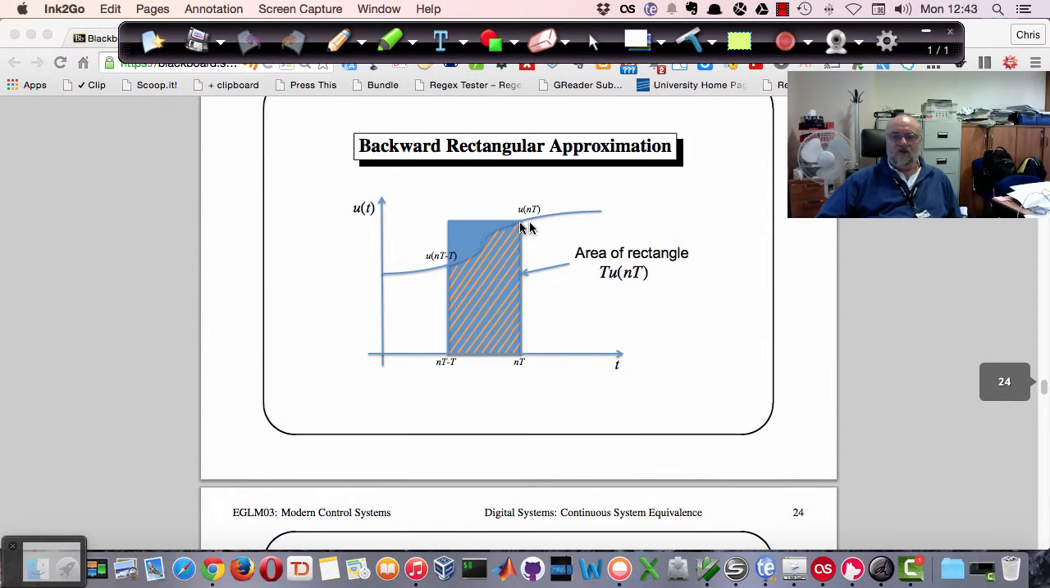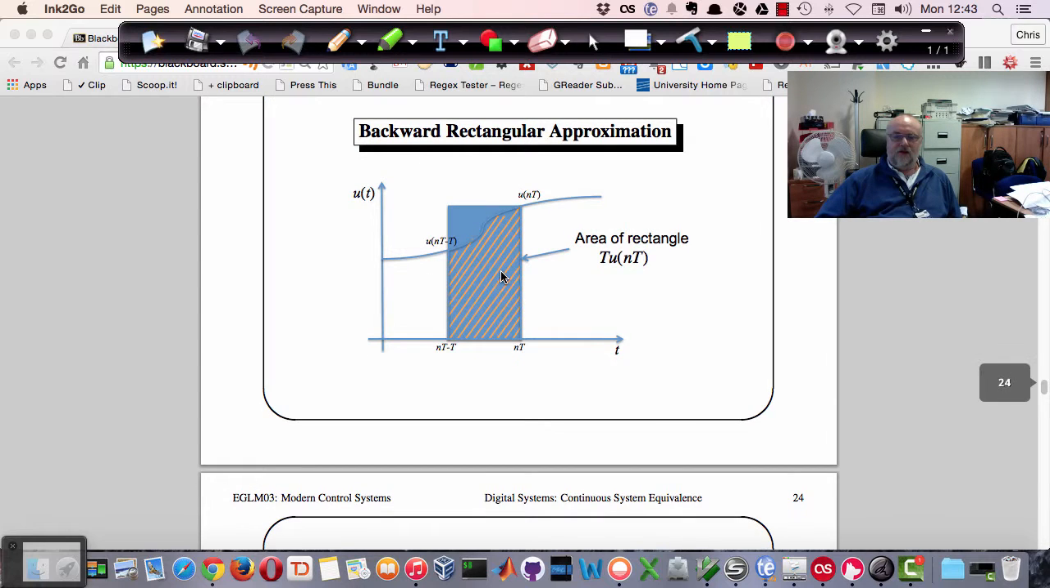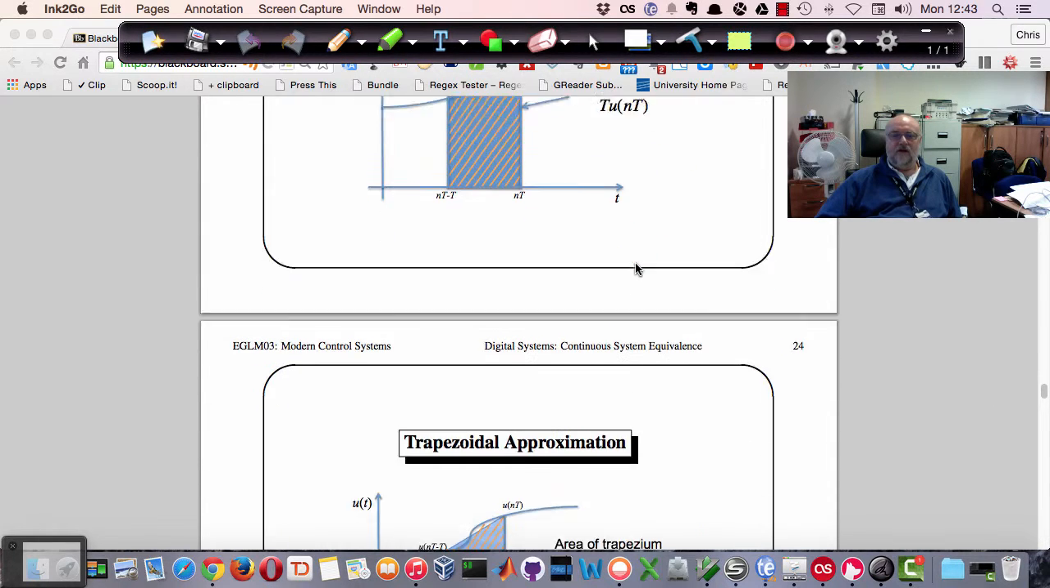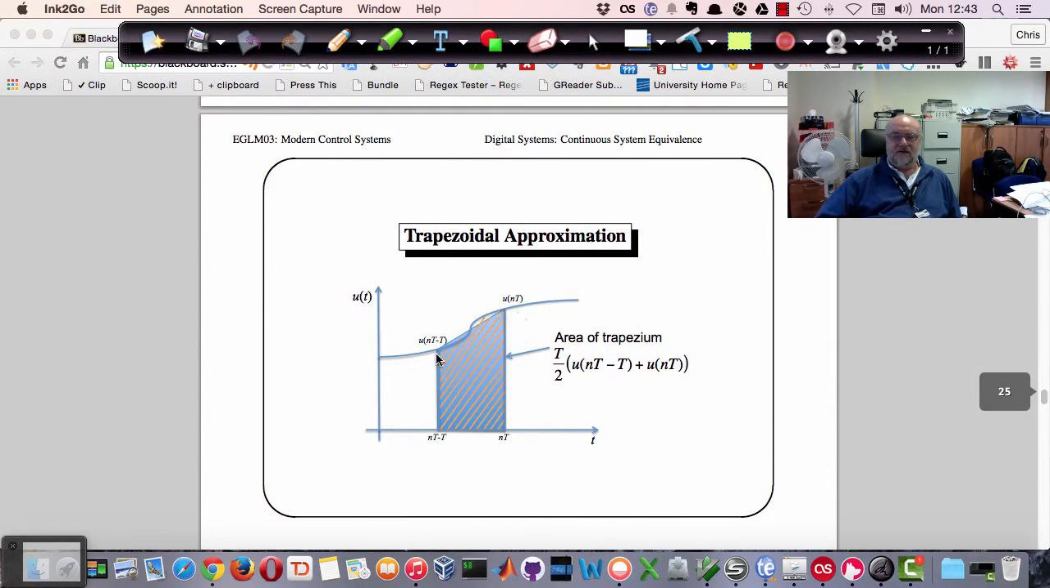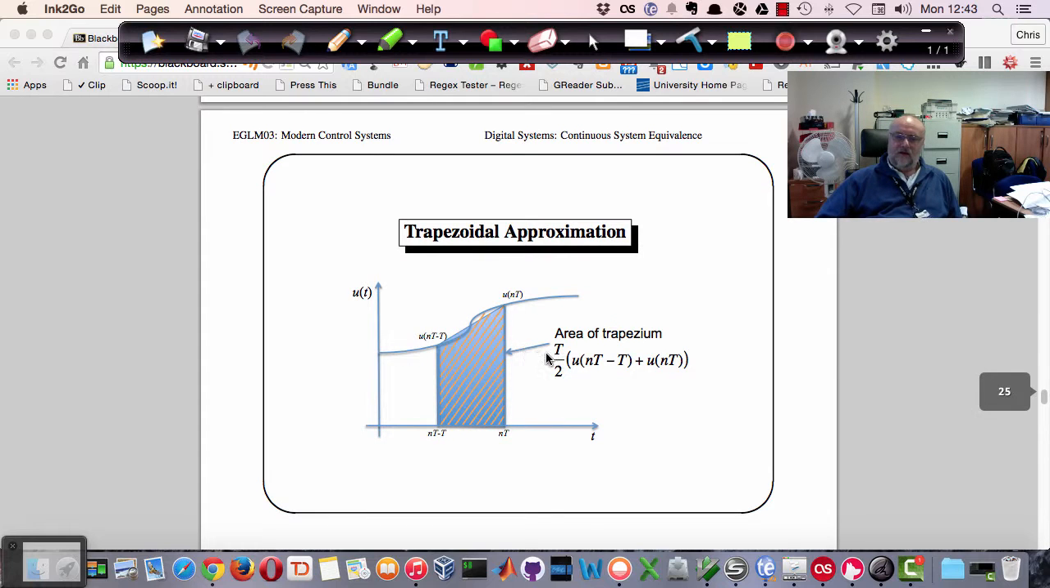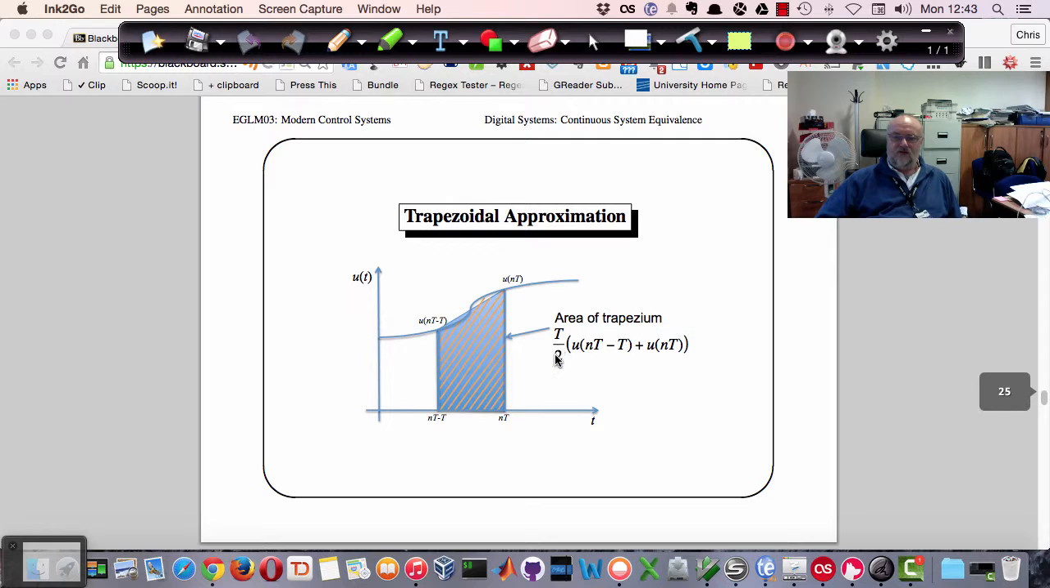Or we could take it from the back end and take a larger value. In this case it would be an overestimate of the size. It would then be T times u(nT). But probably the best compromise between those two would be the trapezium here. And the trapezium's area is T over 2 times u(nT minus T) plus u(nT).